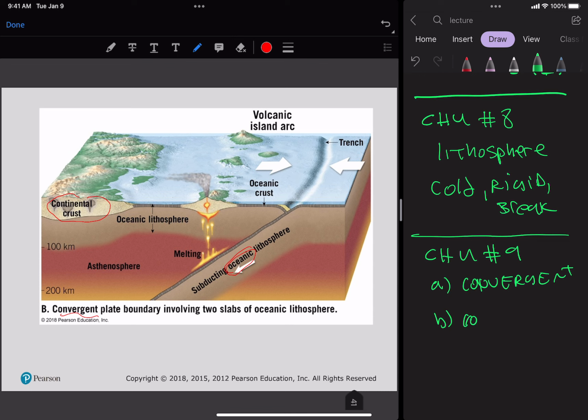So, oceanic plate sinks because it's heavier, and the continental plate floats. So the continental plate floats.